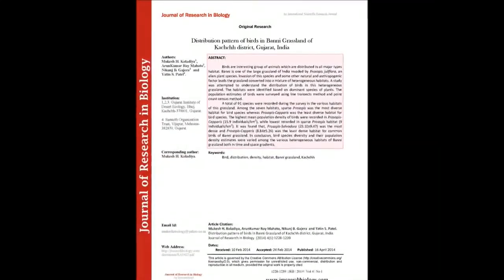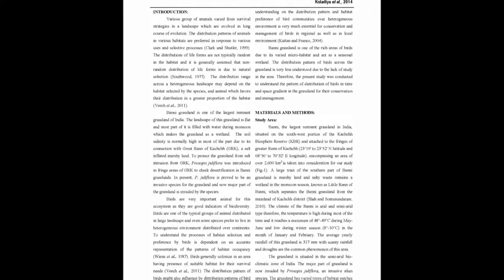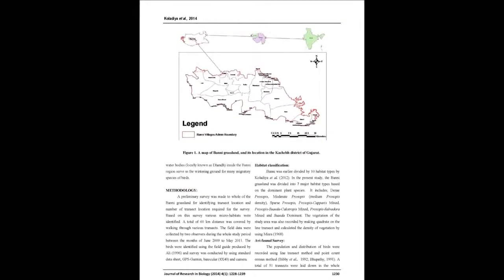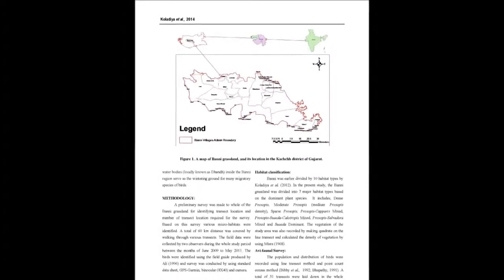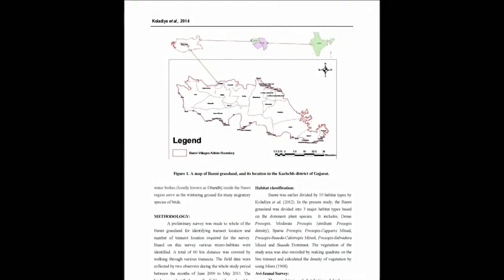Birds are an interesting group of animals which are distributed in all major types of habitat. Banni is one of the large grasslands of India invaded by Prosopis juliflora, an alien plant species. Invasion of this species and some other natural and anthropogenic factors led the grassland to be converted into a mixture of heterogeneous habitat. The study was attempted to understand the distribution of birds in this heterogeneous grassland.